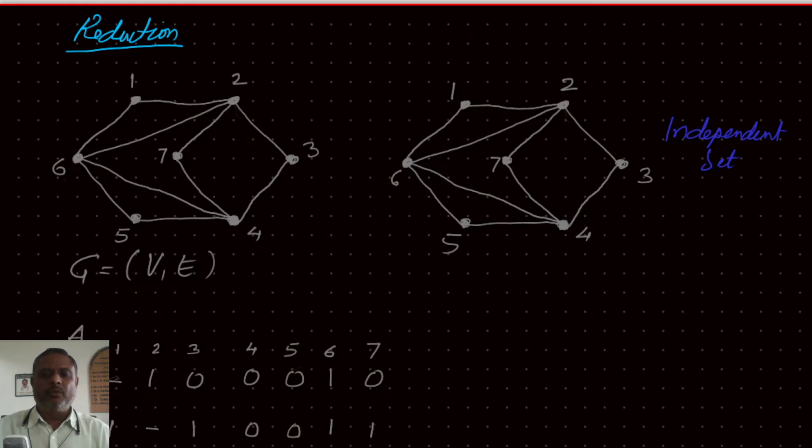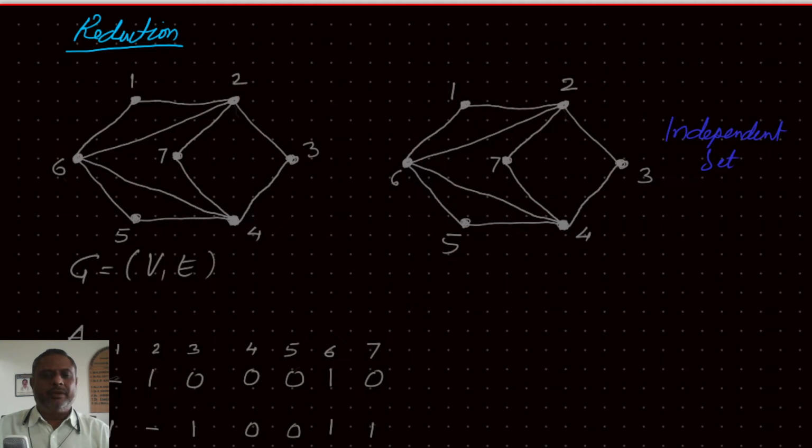So what can we do? Next, let me try. Can we use this information to create a vertex cover? So what is a vertex cover? A vertex cover is a set where we need to find the minimum number of vertices so that all the edges are connected to this set of vertices. So how can it be done?